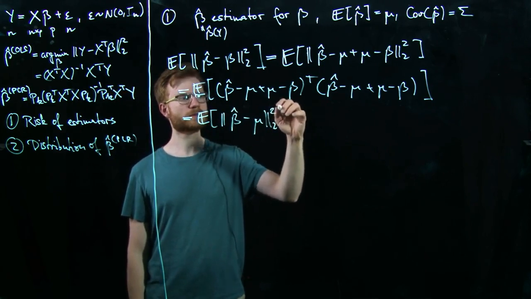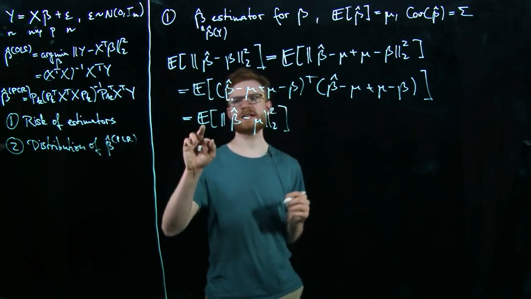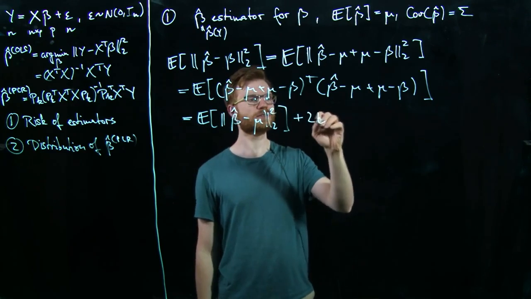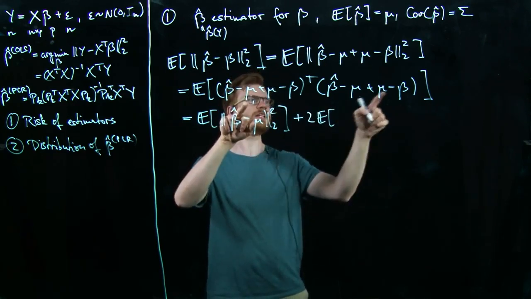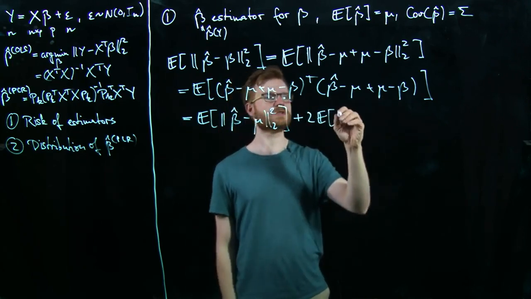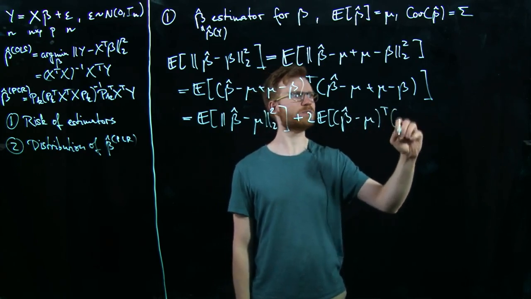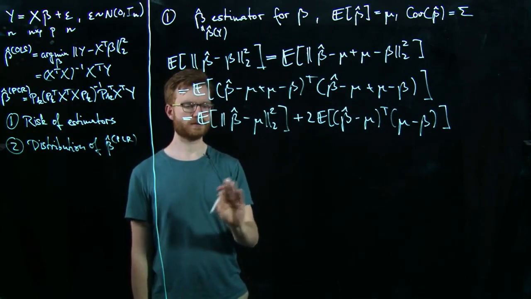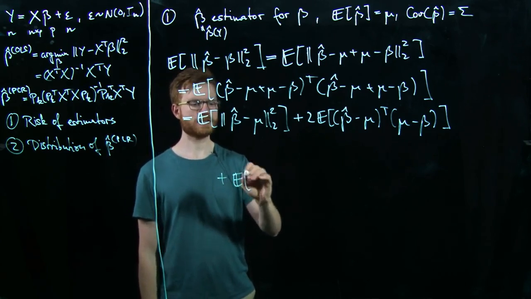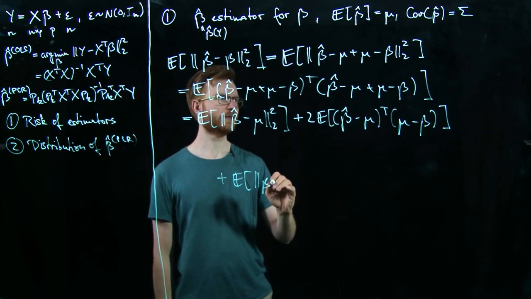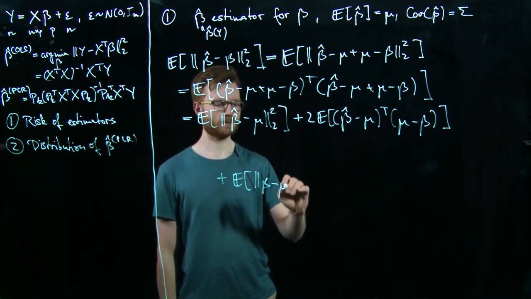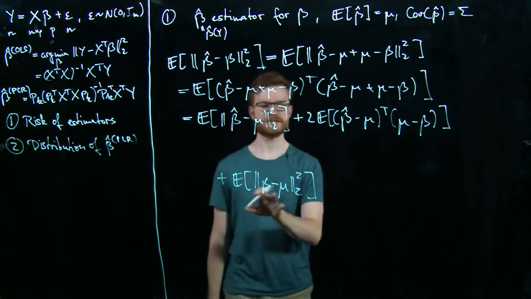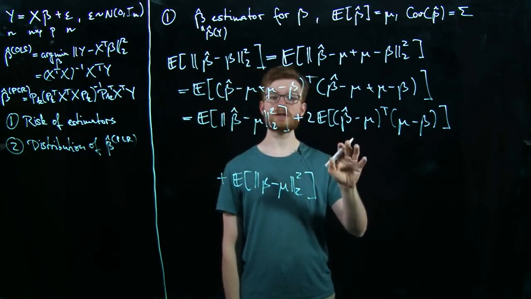Beta hat minus mu norm squared. So I'm immediately pulling them apart using the linearity of the expectation, plus 2 times this term hitting that one and that term hitting that one. So that is beta hat minus mu transpose mu minus beta, plus the expectation of mu minus beta norm squared. And I switched the order, but it doesn't matter because it's inside the squared distance.